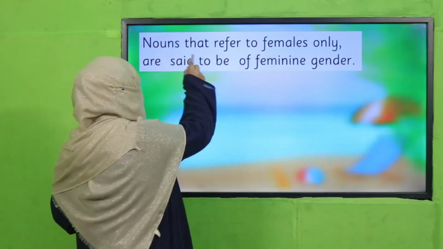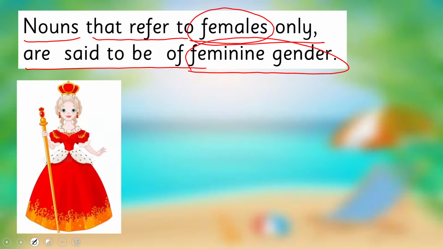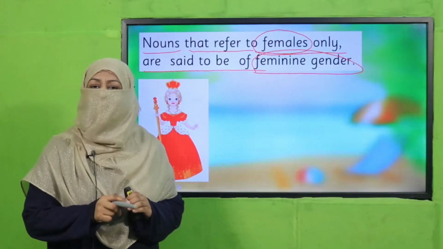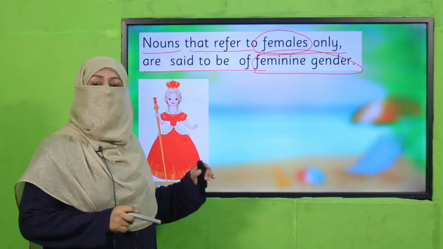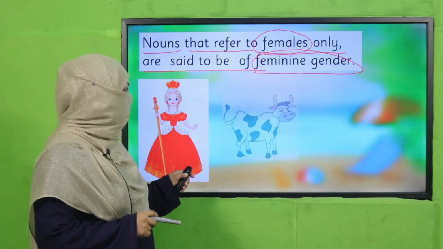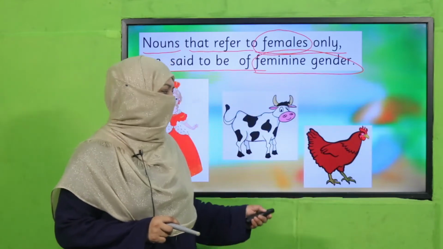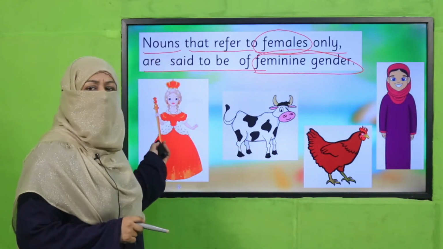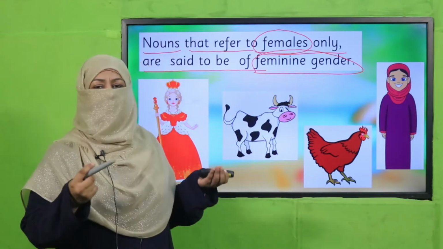So what is feminine gender? Nouns that refer to females only are said to be feminine gender. For example, queen. When I say queen, it always refers to a female. A male cannot be a queen, okay? A man cannot be a queen. Queen is always a female. That's why it's a feminine noun. Cow is a feminine noun. Hen is a feminine noun. Woman or lady, is a feminine noun. So this is how when we use words which refer to females only, they are feminine nouns.